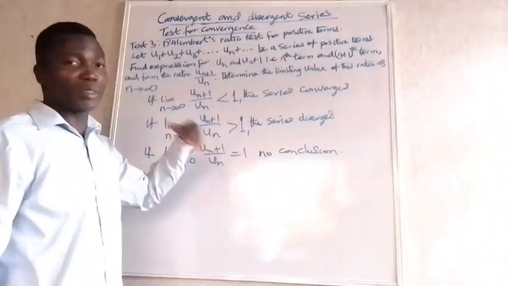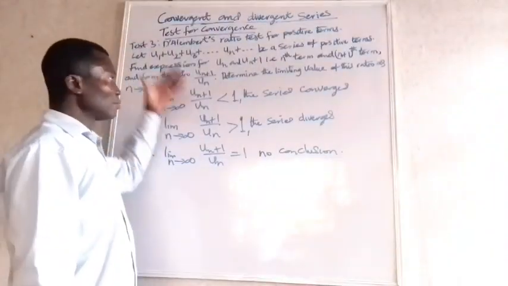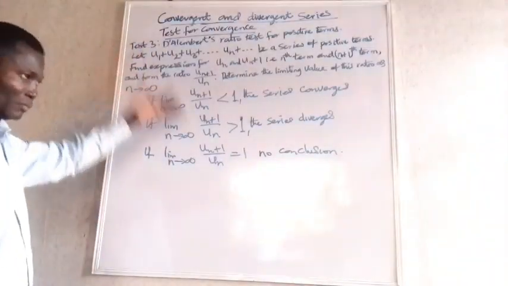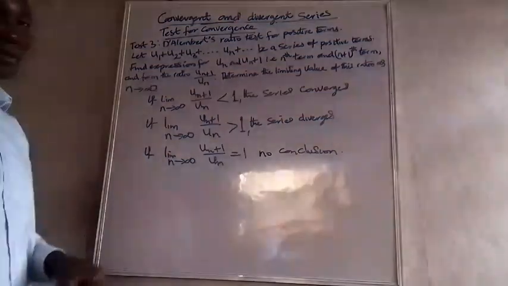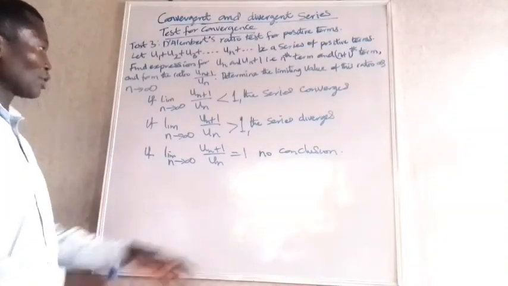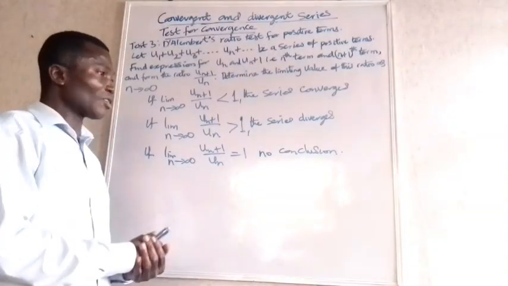If it is equal to 1, we have to carry out further tests, maybe using test 1 or test 2. Because once it is 1, we will not be able to conclude if it is convergent or divergent. Let's look at an example.